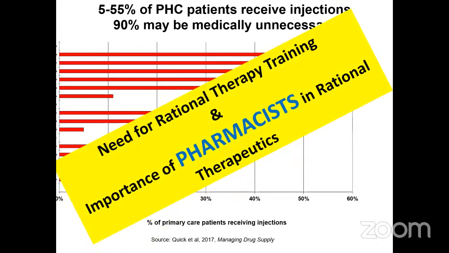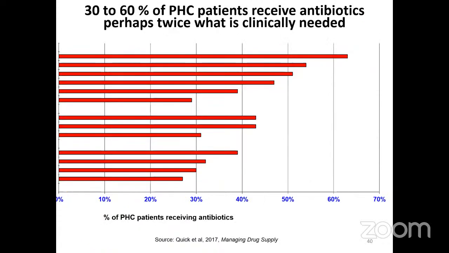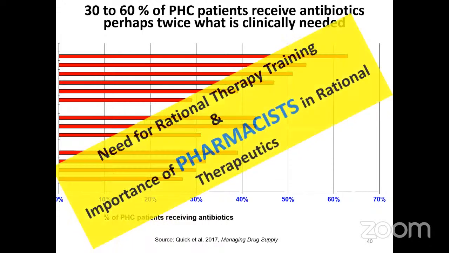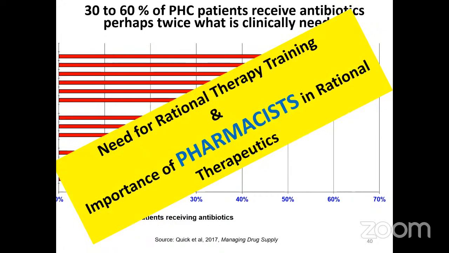If you see here, about 55% of patients receive injections, out of which around 90% could be treated by another route. The oral route was available, but they were unnecessarily forced to take injections. 30 to 60% of patients receive antibiotics. There is no need for antibiotics in simple viral fever or flu. But unfortunately, the trend is that no fever is treated without ceftriaxone. That's how some jokes came about. Ceftriaxone is not the drug for fever. So everybody should be aware of all this rationality.